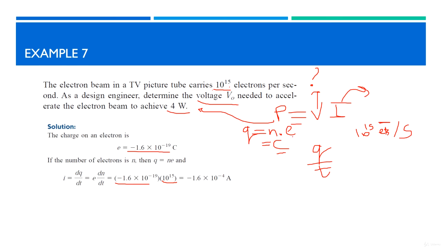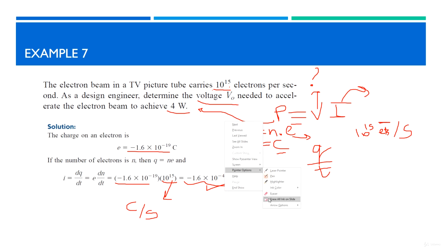But remember that here the number is given as number of electrons per second, or electrons over time. So by multiplying this, we get the total current directly. Why? Because this one is number of electrons per second. If we multiply both of these values, we get coulomb per second, which is q over t. So now we got the current, and we need to find the voltage.